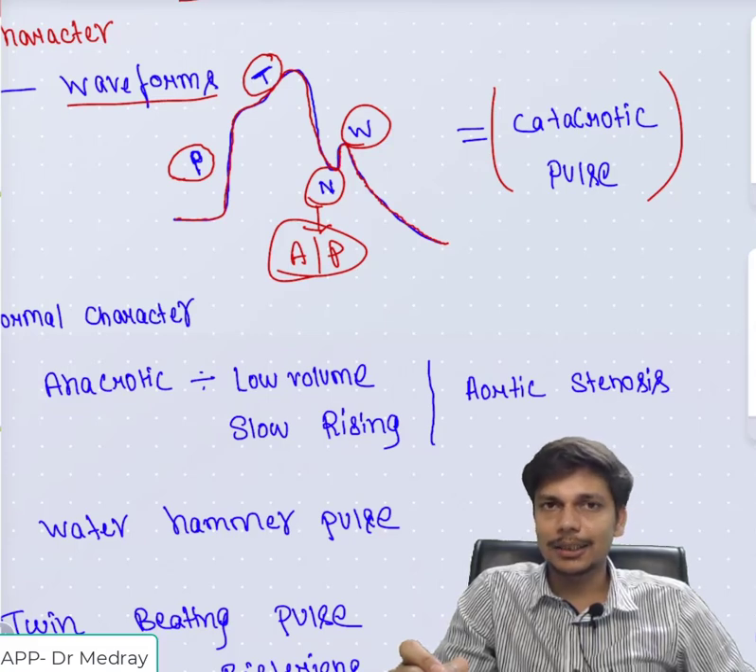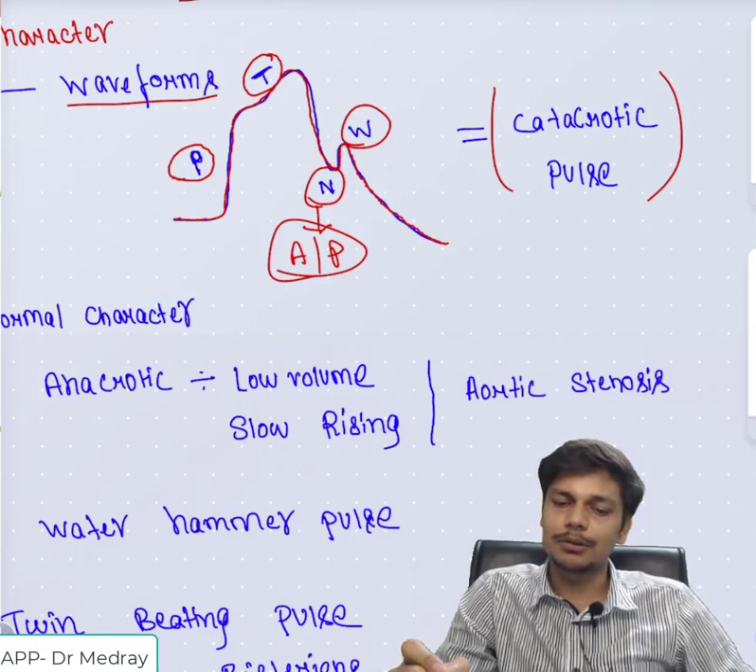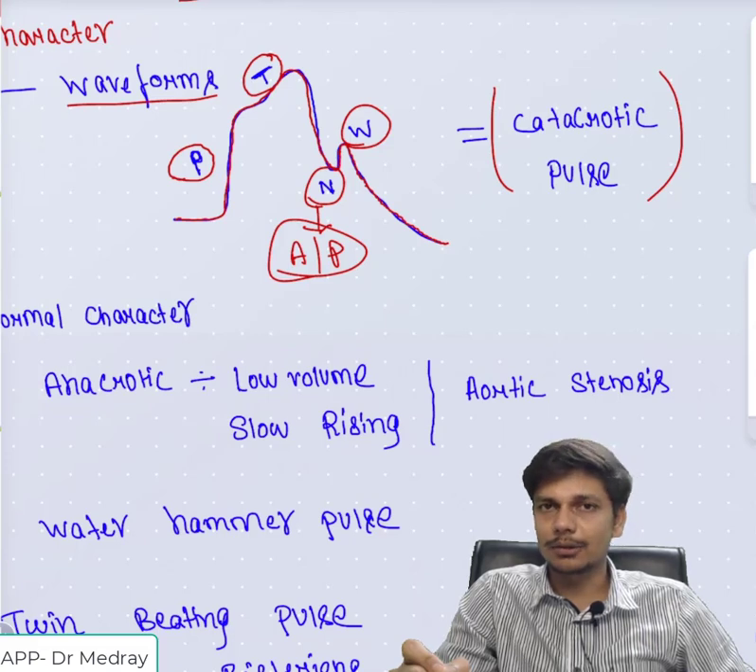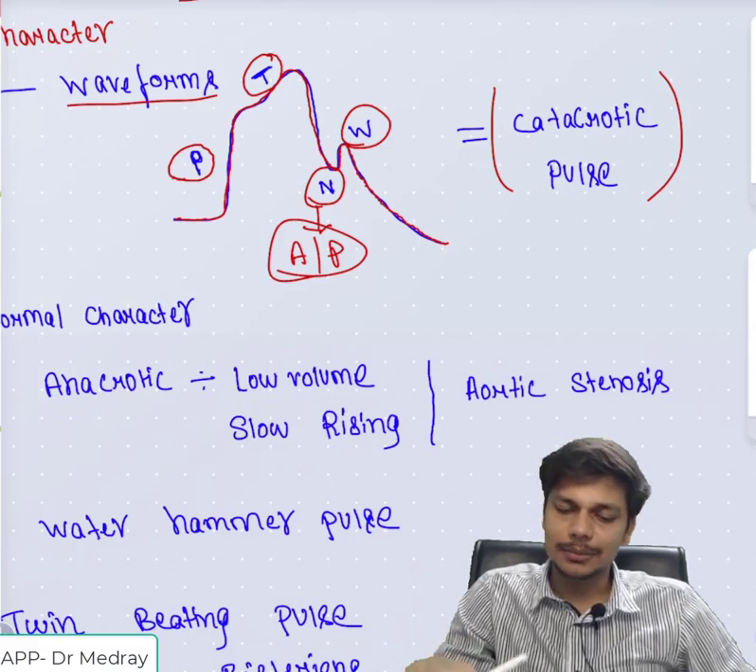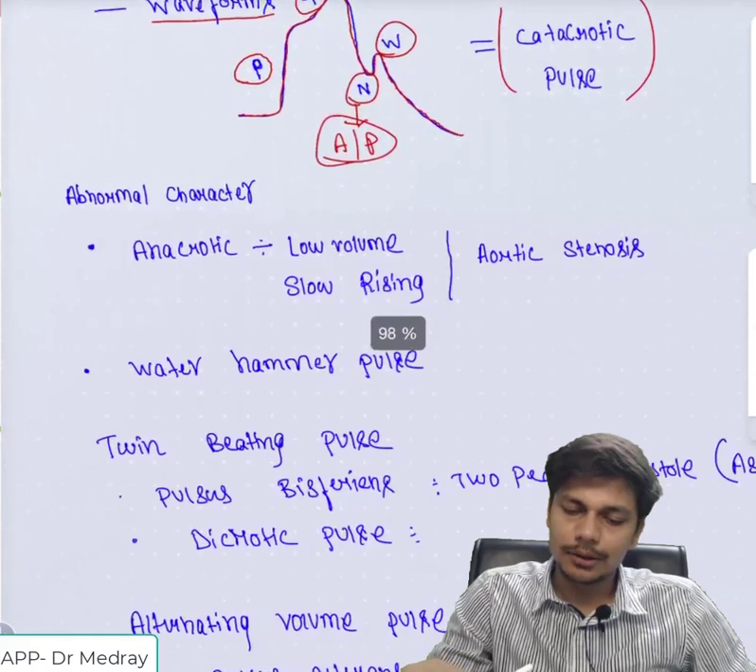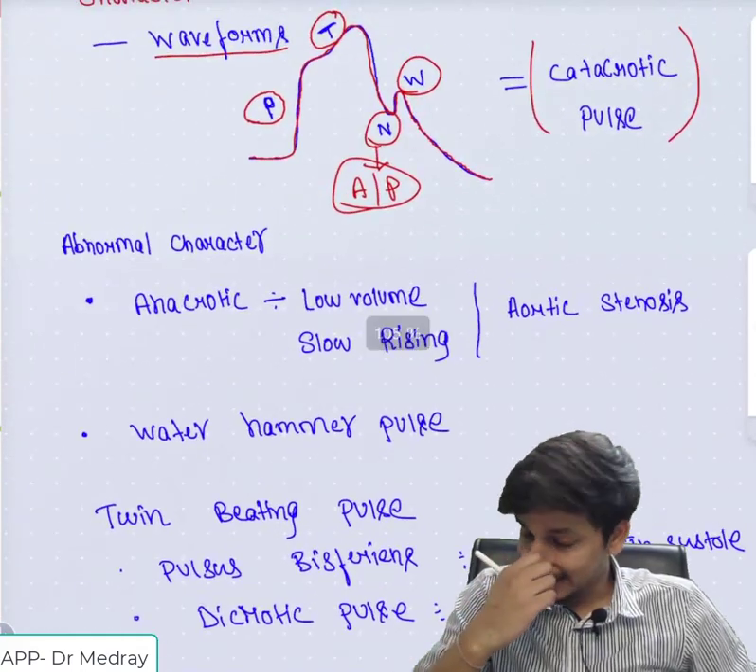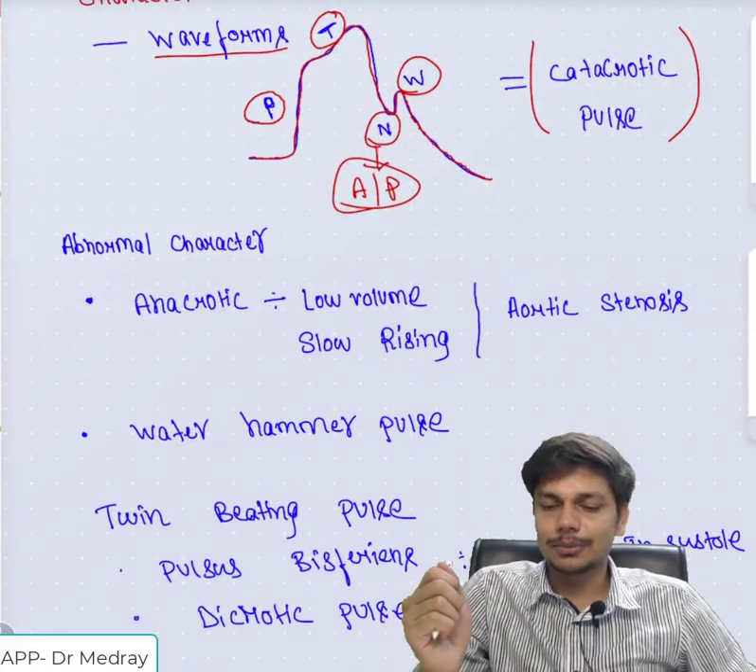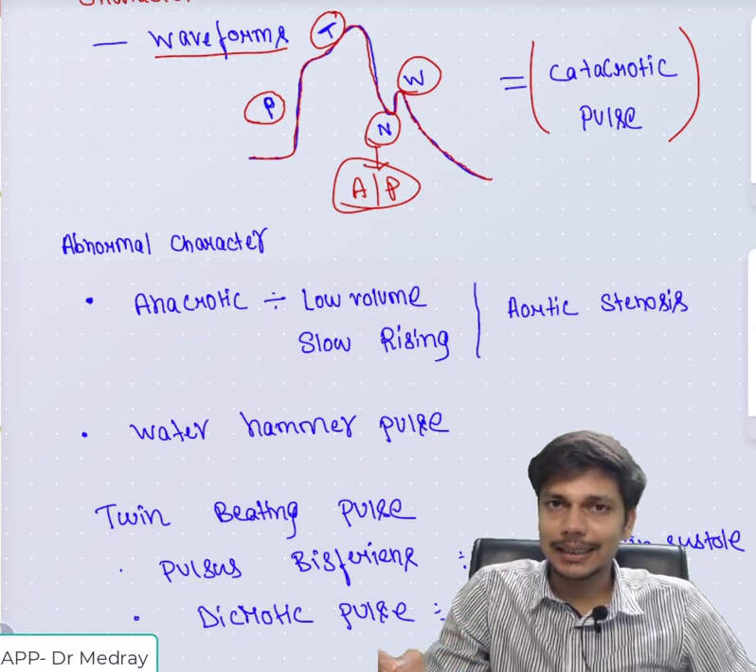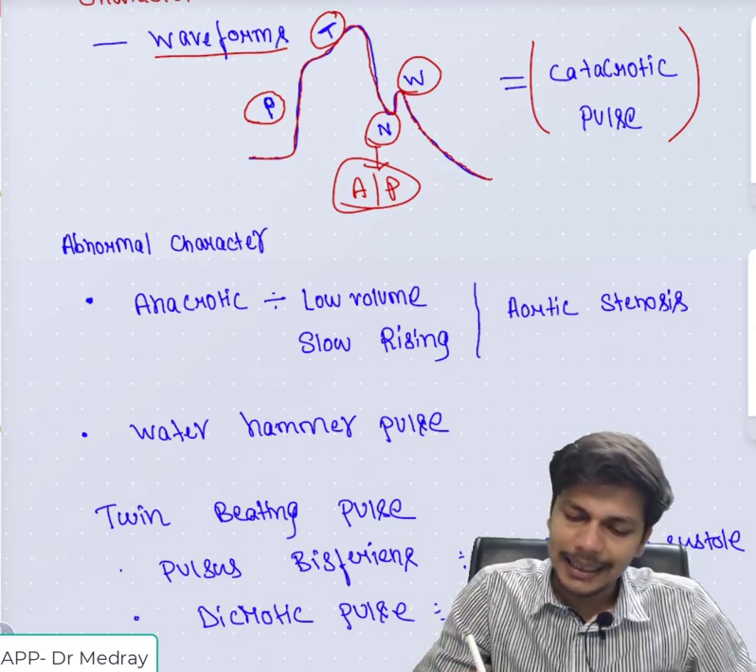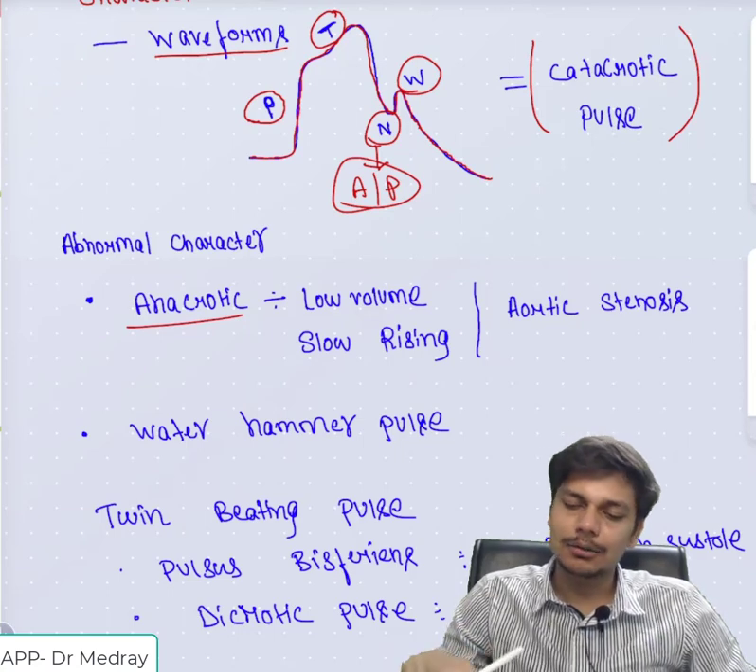So what is the normal character of the pulse? The normal character of the pulse is a catacrotic pulse, which has a normal percussion wave, normal tidal wave, dicrotic notch, and dicrotic wave. So this much is enough for you. So what can be the abnormal character of the pulse? Normal character is the catacrotic pulse. Abnormal can be an anacrotic pulse. So what is an anacrotic pulse?